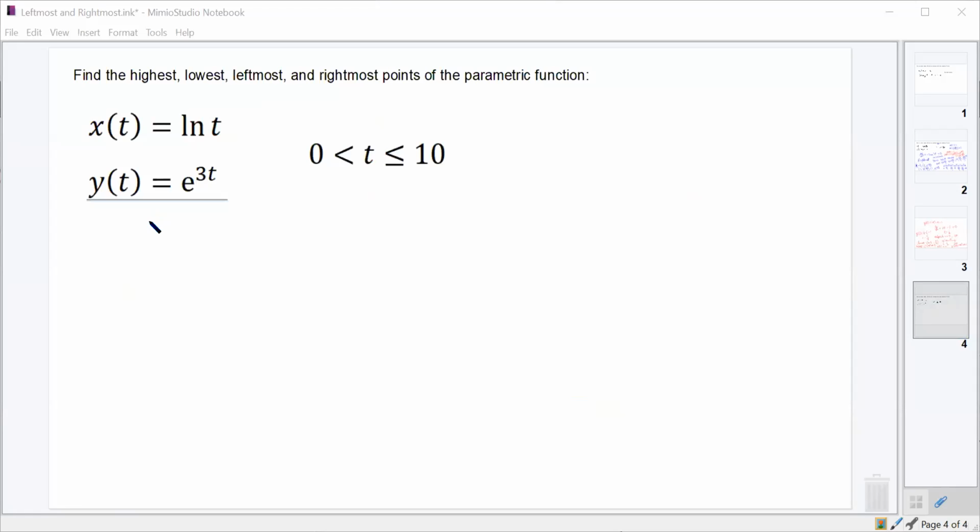All right, why don't you guys give this one a try on your own? I'll give you a minute or two to work on it, and then we'll talk about it. Note that on one side, we don't have an endpoint, right? T is greater than 0, but less than or equal to 10. So we've only got one endpoint that we're dealing with. We're not dealing with an endpoint at t equals 0. So take a minute or two and see if you can figure this one out, and then we'll talk about it.